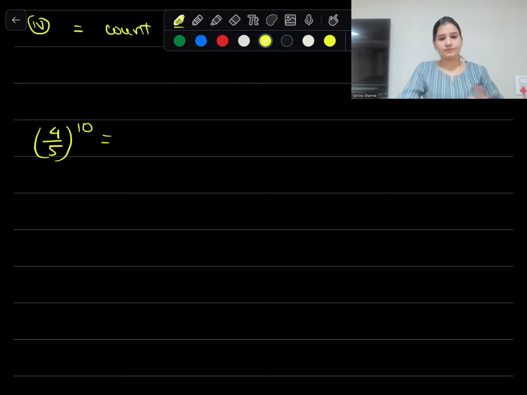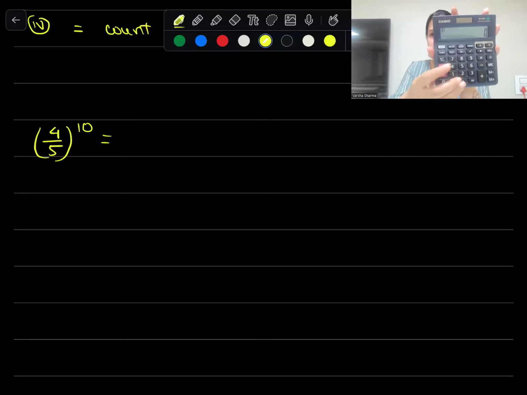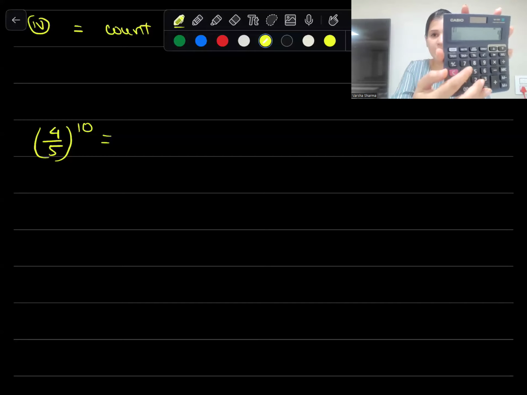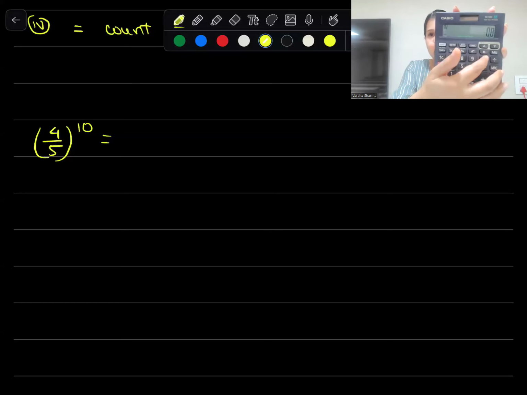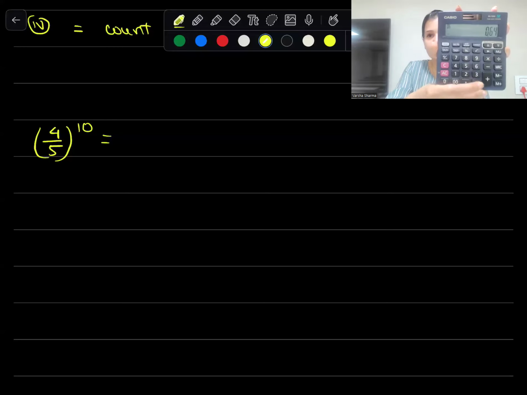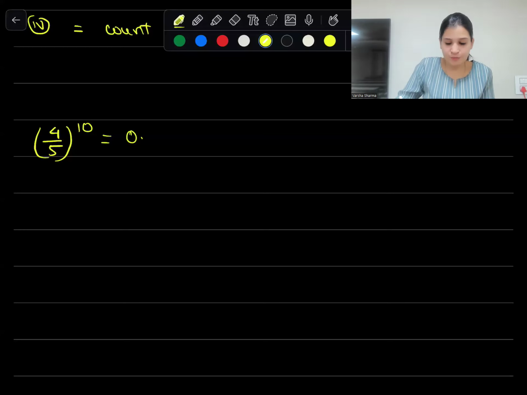On your calculator, 4 divided by 5 equal to, press the multiplication sign, then 2, 3, 4, 5, 6, 7, 8, 9, 10. Is this your answer? Yes, ma'am. It's 0.107374 and so on. Done.